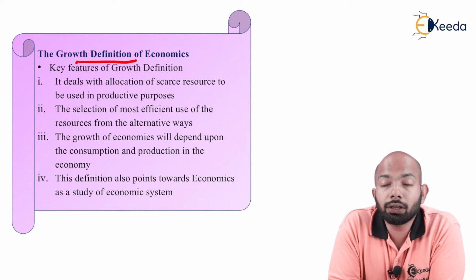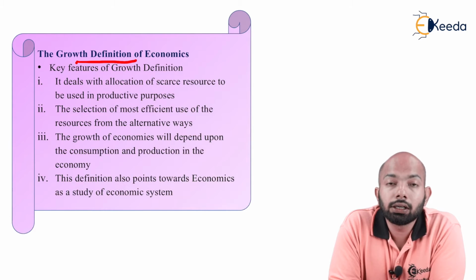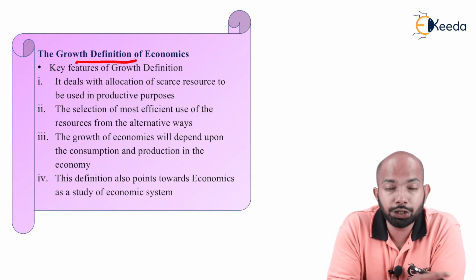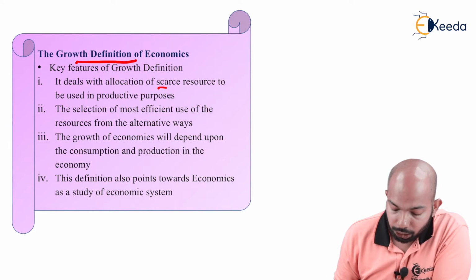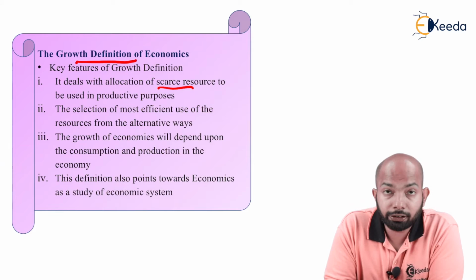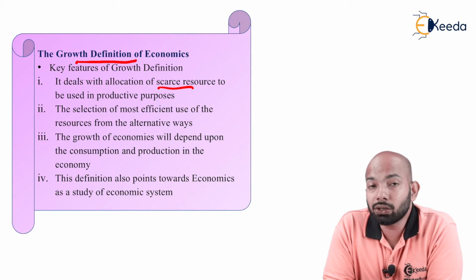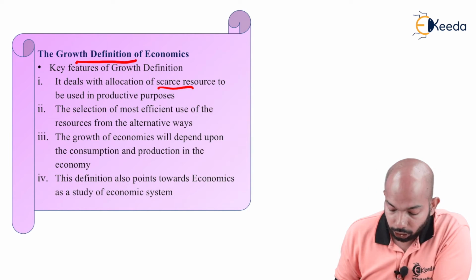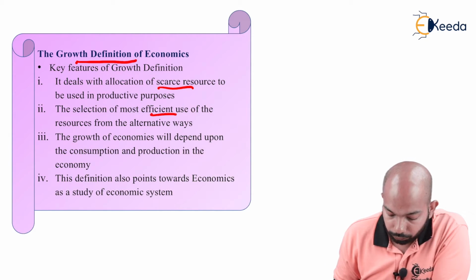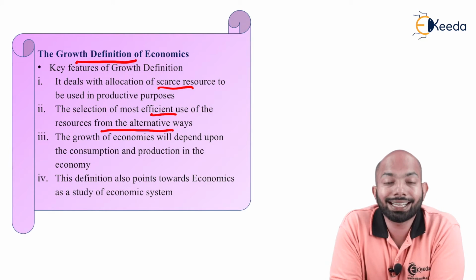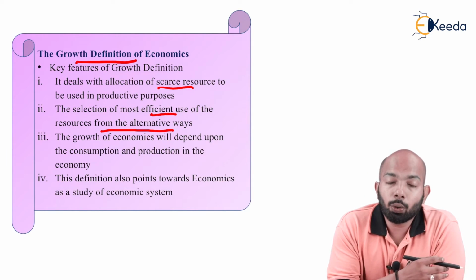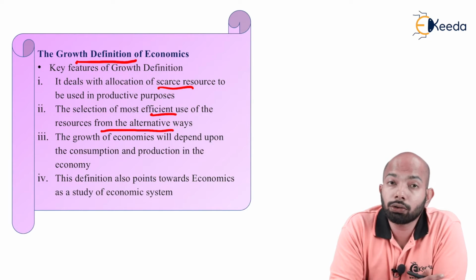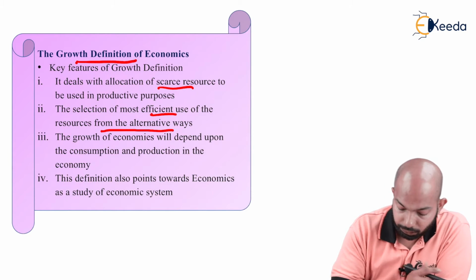Now, the next one will be the growth definition of economics, how economics is related to growth. Key features would be: it deals with the allocation of scarce resources to be used for productive purposes. That means whatever scarce resources we have are supposed to be used in a productive way. Selection of the most efficient use of resources from all the alternative ways. That means whatever alternatives are available, selecting the best possible way to use these resources is one of the most important things for growth.